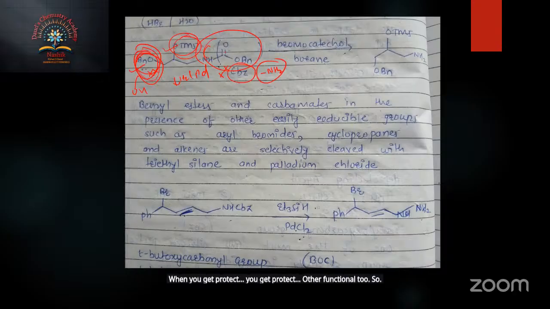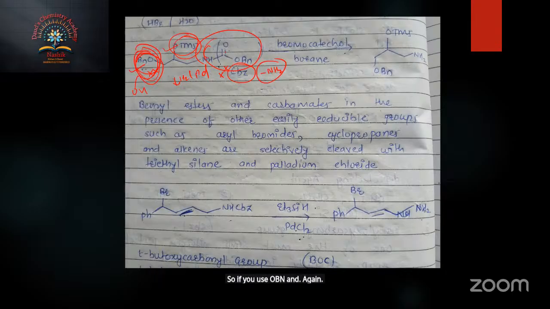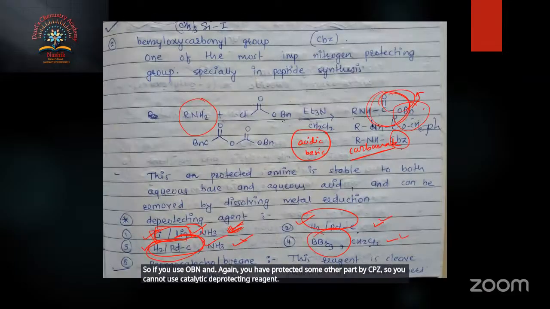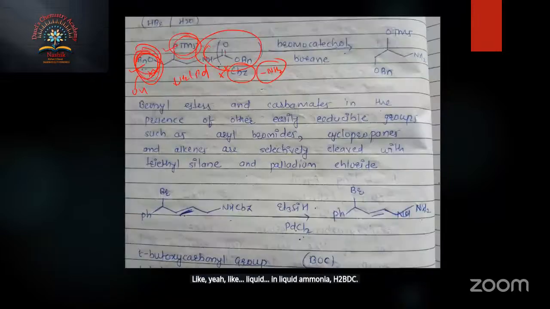So which group is involved during protection? If you use OBn and you have protected some other part by Cbz, you cannot use catalytic deprotecting reagents like Li, liquid ammonia, H2/Pd-C, because it will deprotect both OBn as well as Cbz. So that may result in a different product or there might be side reactions. There might be cyclization if you have any electrophilic carbonyl group like acid chloride, ester, aldehyde, ketone or acid. Okay.